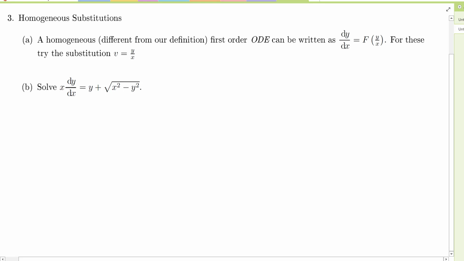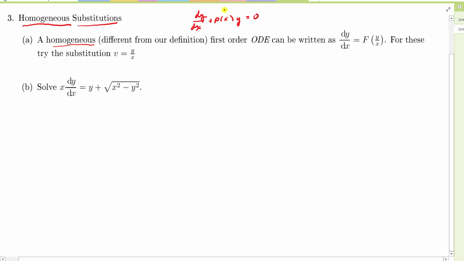Okay, folks, we're continuing our discussion of substitution techniques for first-order ODEs. We're now going to look at what are called homogeneous substitutions. Quick warning, this word homogeneous in math carries a lot of different meanings. And this is different than when we said an equation was homogeneous if you could write it as dy/dx plus p of x, y is equal to 0.